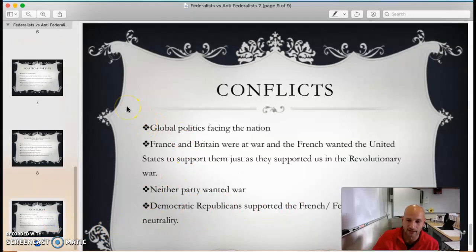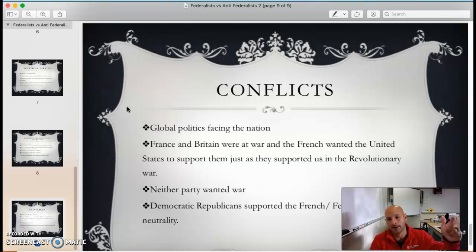Some conflicts at this time facing the nation was, once again, France and Britain were at war. We had just gotten done fighting the Revolutionary War, and we didn't want to get involved with another war. Unfortunately, the War of 1812 is going to find us, okay? But at this point in time, one of the big things Washington says is don't get involved in foreign conflicts. Concentrate on what's going on with ourselves.